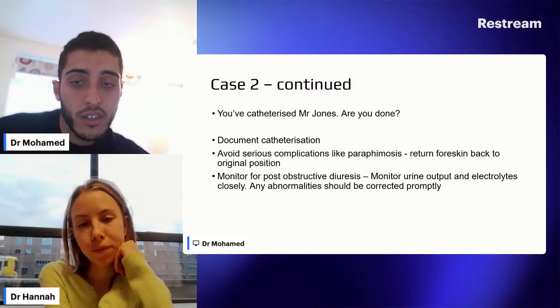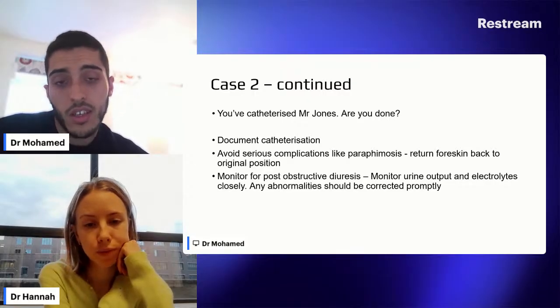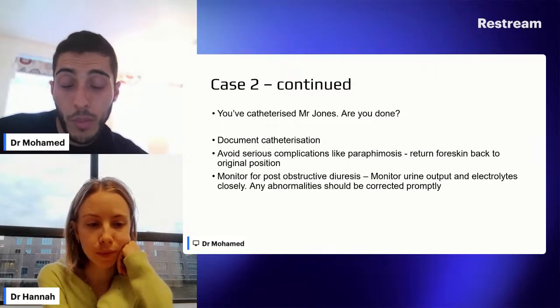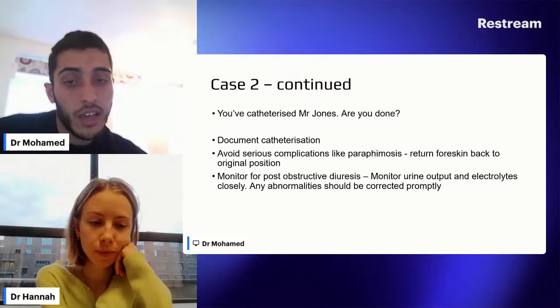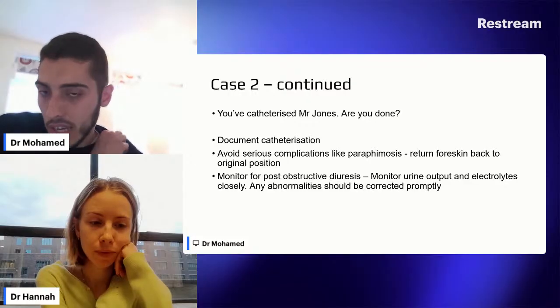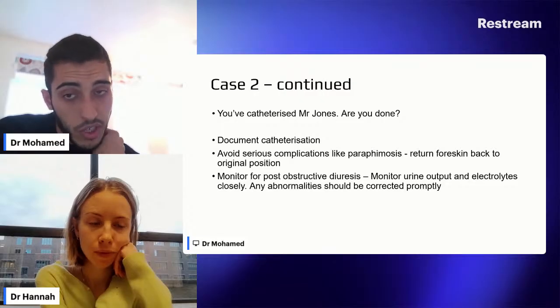Remember, we defined post-obstructive diuresis as someone producing a urine output of 200 mls or more per hour for 2 hours or more. So you want to make sure that's not the case. If it is the case, then like we said, monitor the electrolytes very closely and correct any imbalances. So that's really, really important.